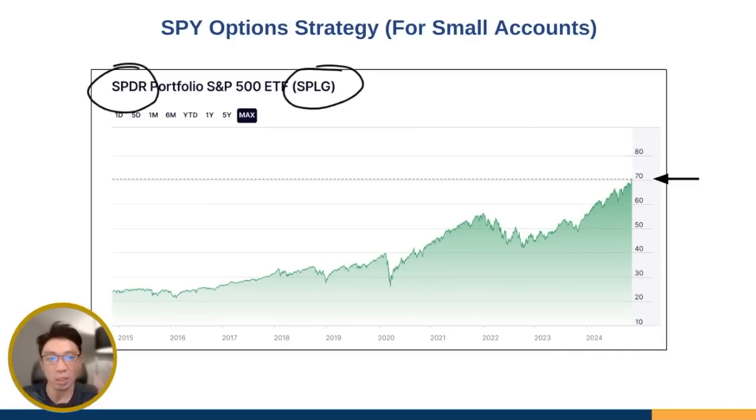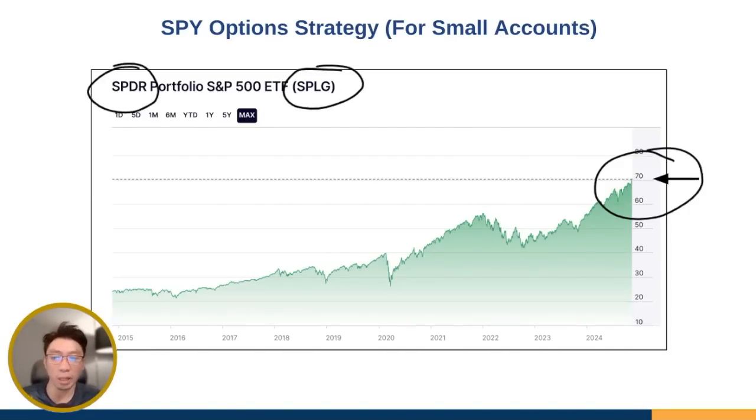As you can see, the price of SPLG as of this recording is only $70. If you were to compare this to SPY, SPY is around $500, close to $600 as of this recording. So this is so much cheaper compared to SPY, and that is why we can put on the short put strategy on SPLG.